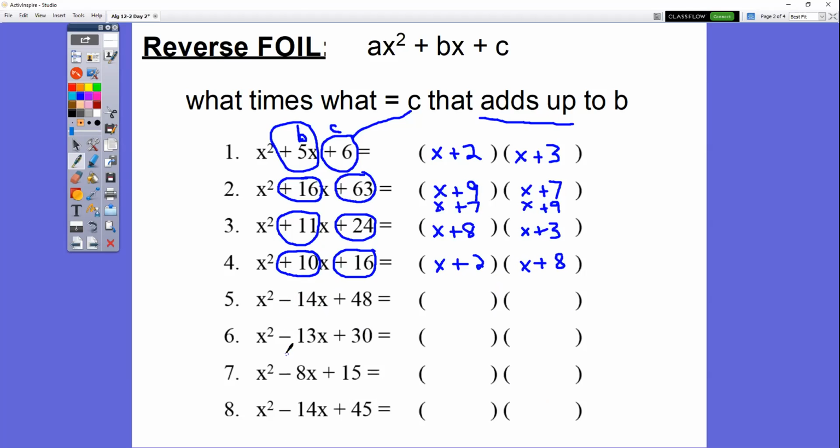Now, these get a little bit more difficult now that we're going to deal with negatives again. So what times what is 48 that adds up to negative 14? Go ahead and try number 5, please. Go ahead and type your answer into the chat, please.